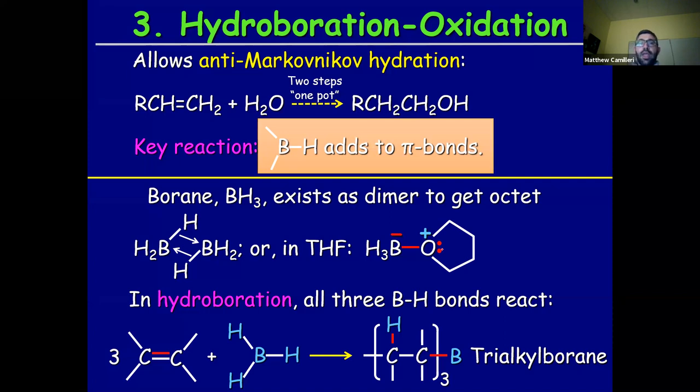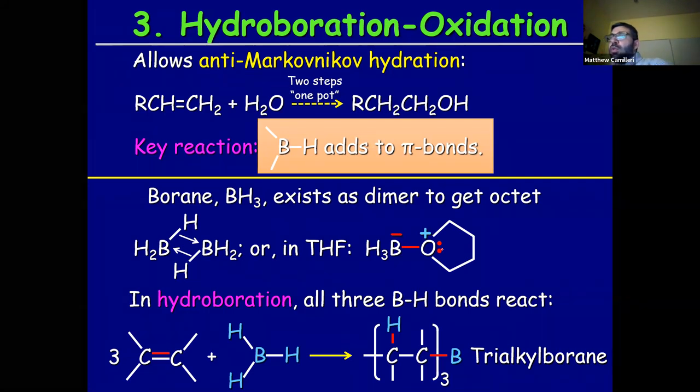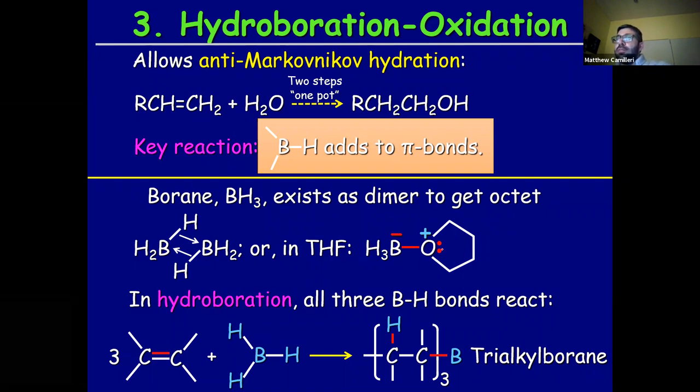So, borane exists as a dimer to get the octet. Borane on its own will dimerize. This is something like aluminium chloride. Aluminium chloride will also dimerize. So, borane is something exactly like that. And it will dimerize because borane is electron deficient, and it can easily find a way to get the full octet. So it will want to have the full octet.